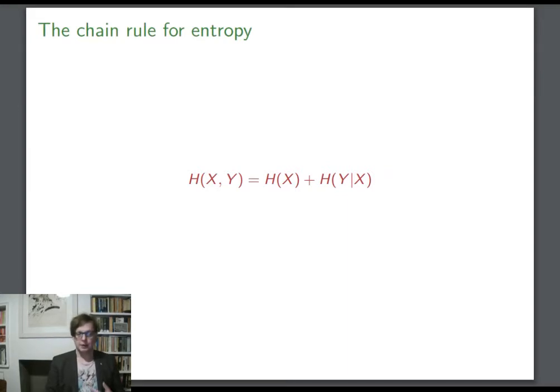To motivate the mutual information, I'm going to go back to this formula, which we saw at the end of the last lecture. It's the chain rule, so-called, for entropies. It says that the entropy of the joint distribution, H(X,Y), the joint entropy, is equal to the entropy of X plus the conditional entropy of Y given X. In other words, the amount of information contained in X and Y together is the amount of information contained in X plus the amount of information remaining in Y if you know X.